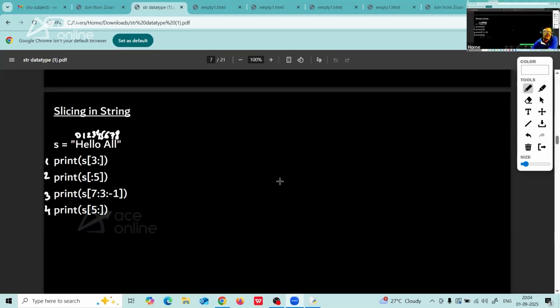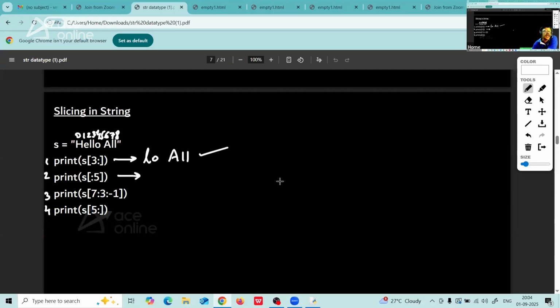So, the first one you can read is third index to last index because increment is positive. So, third index is the second L, L, then O, then space, and then all. You got it right. Even space will be there.